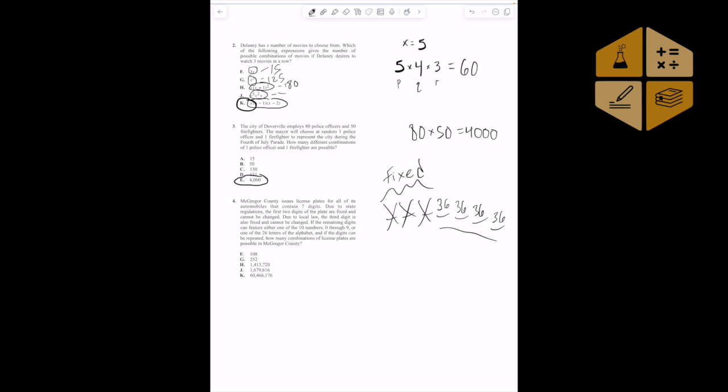Well, remember the fundamental counting principle. We're not going to add these together or anything like that. It's simply 36 times 36 times 36 times 36. And if you put that in your calculator, you're going to get 1,679,616. And that's how many different license plates are possible in this county. And that's why the answer number 4 is J.